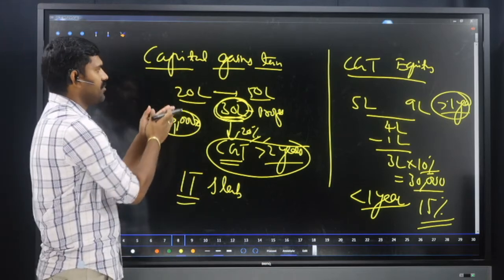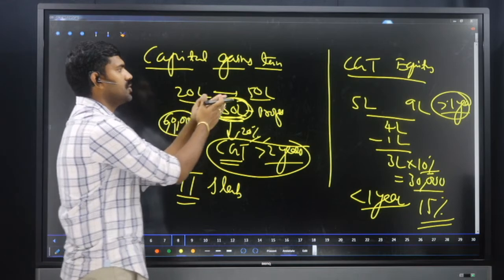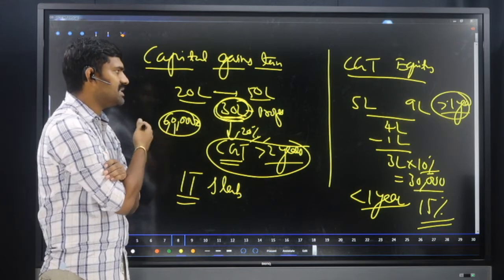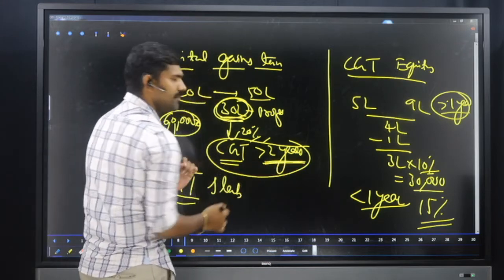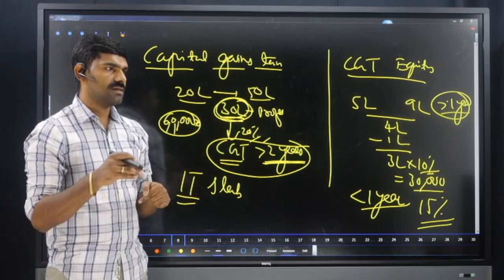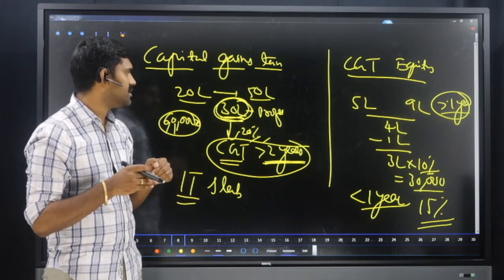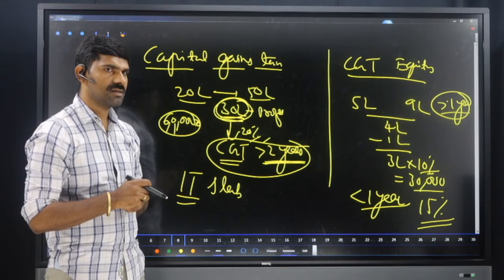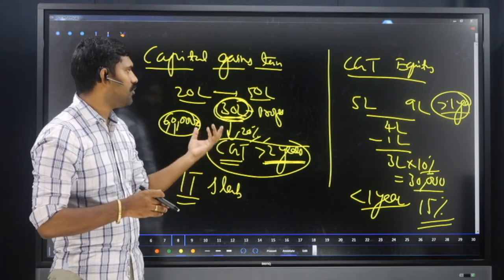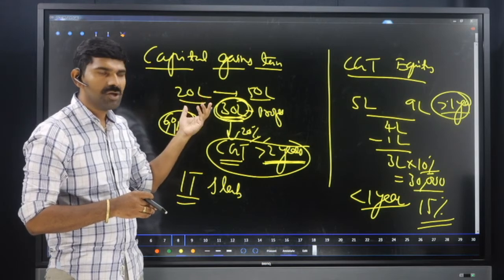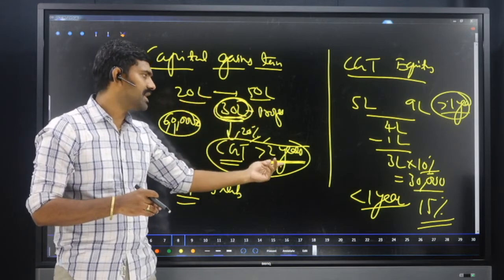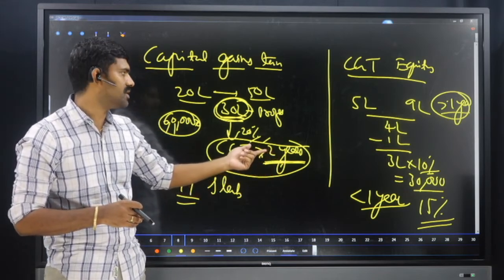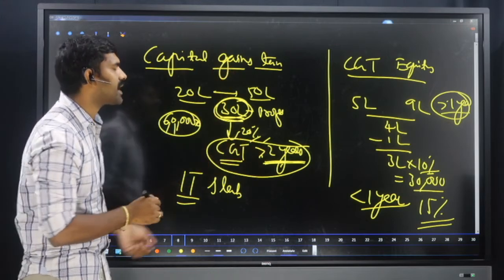Capital gains tax. You invested 20 lakhs, you sold it for 50 lakhs, you got a benefit of 30 lakhs. Now let us say that this time period is greater than 2 years. If you bought that property in 2018 and sold that property in 2021, you're selling it after more than 2 years. When you're selling the property beyond 2 years, obviously it's a part of long-term capital gains tax.